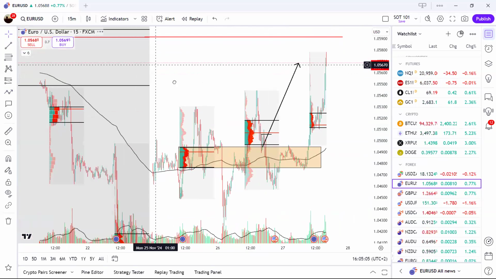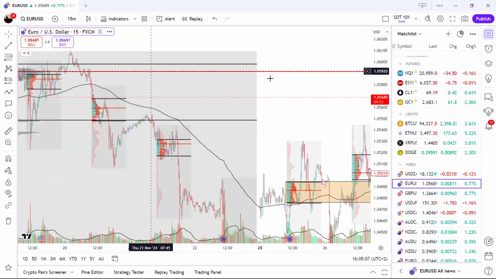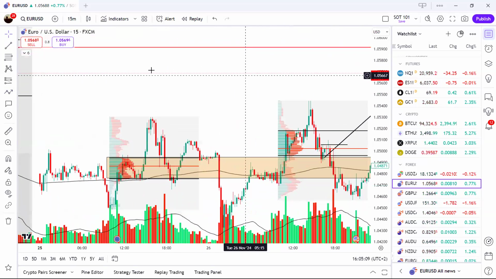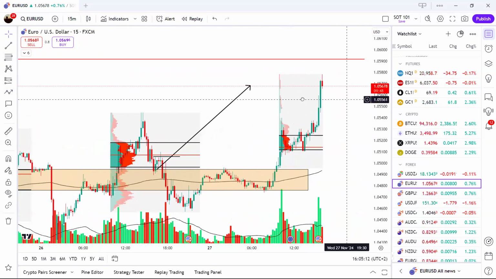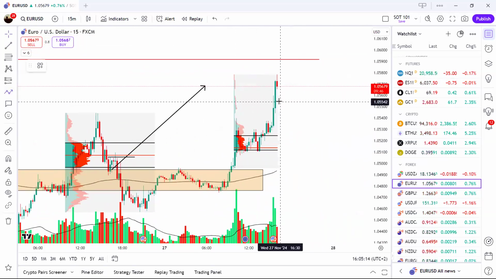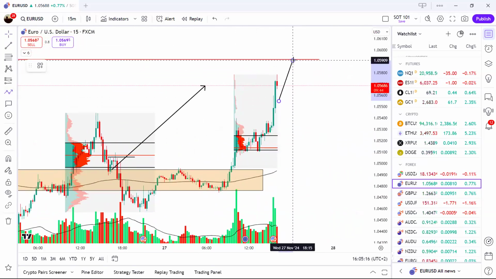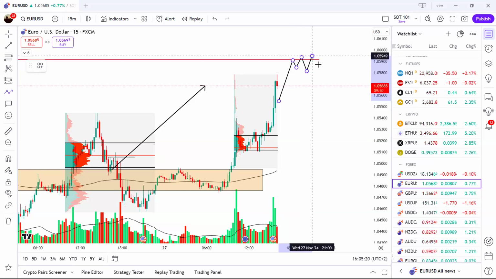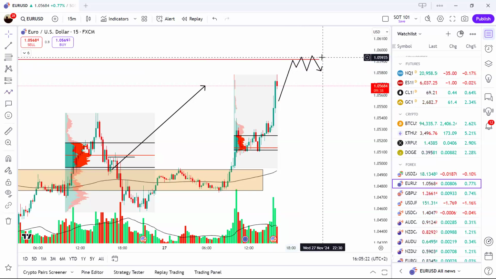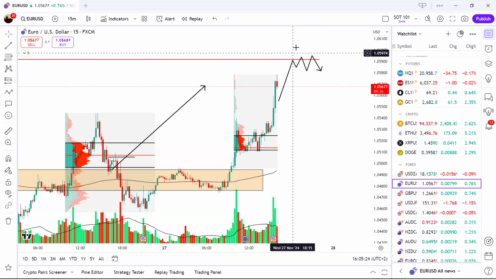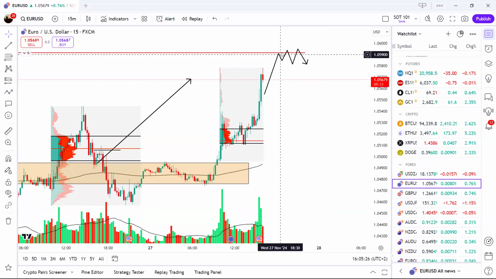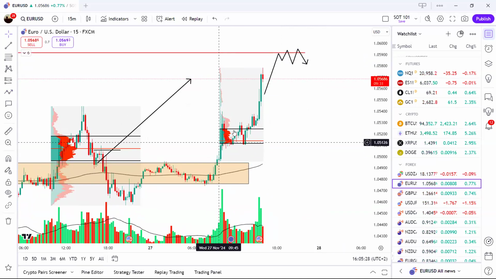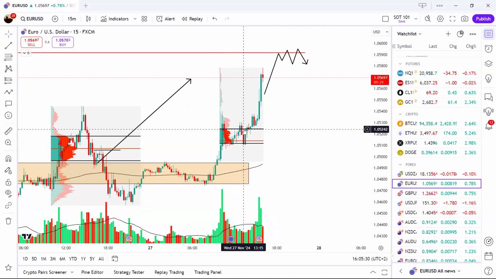Back towards the previous week's point of control. We might see that area being taken care of. We might see a lot of ranging price action around this price level. But if we do get a nice reaction off of it, I would love to take the sell to the downside and back towards the value area.